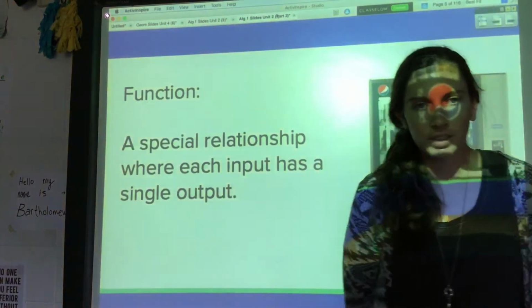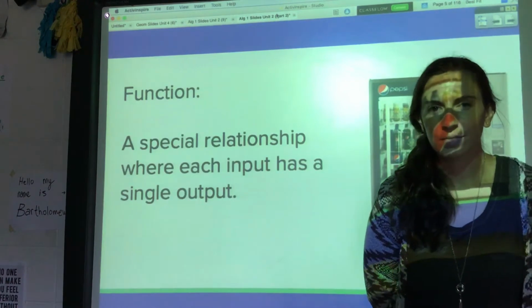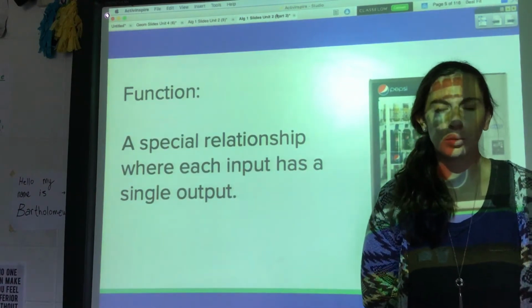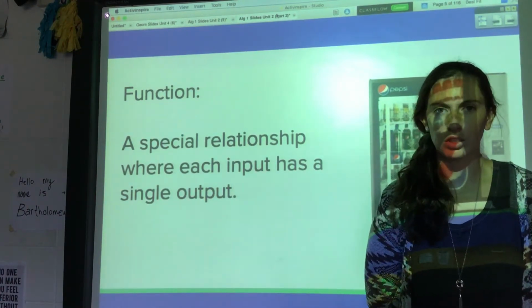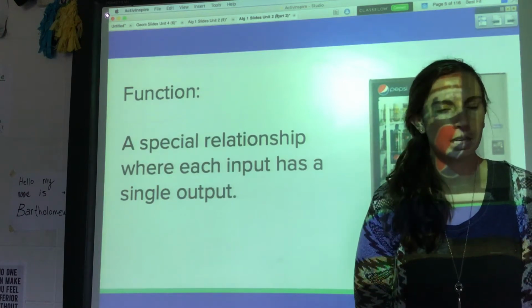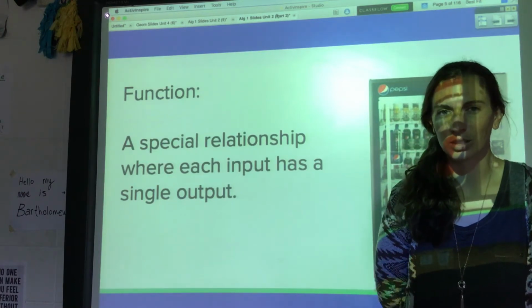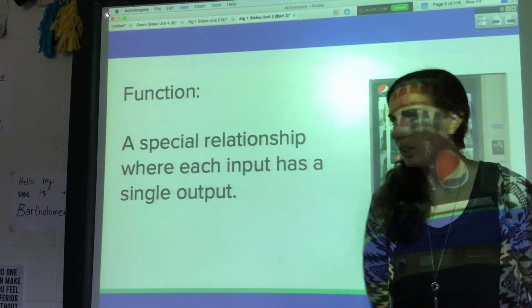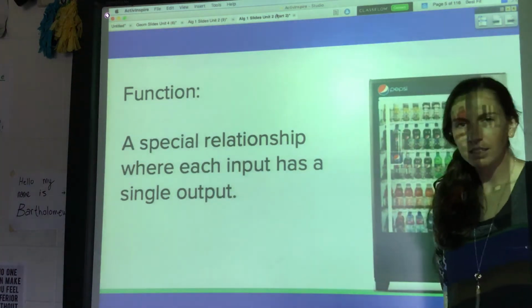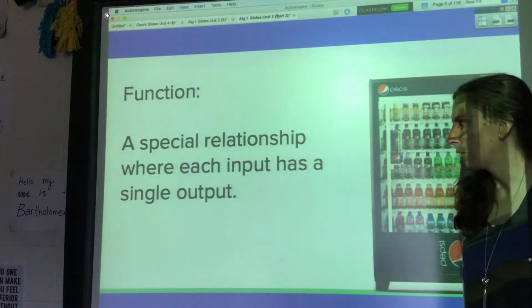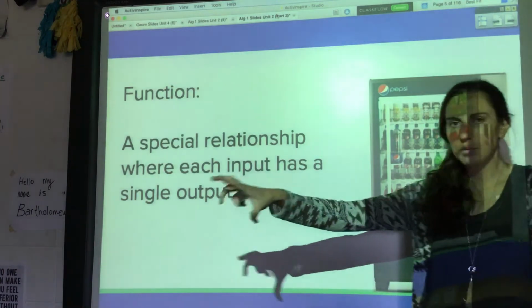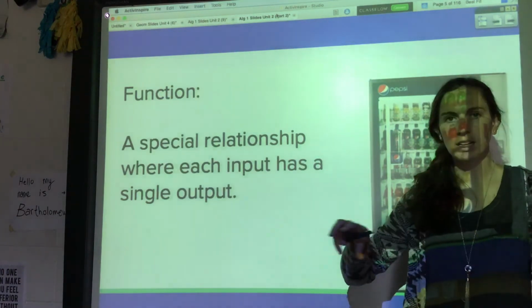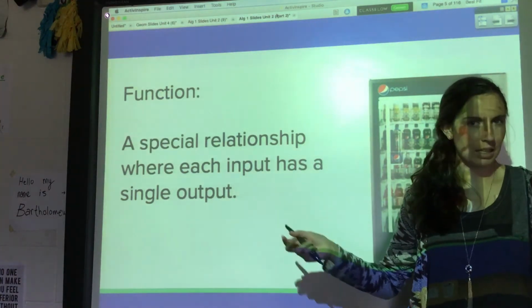So in this video, we're going to talk about functions. This should be a little bit of a review for you, and we're primarily going to talk about linear functions, although there are many other types of functions that we'll talk about through the year. A function is basically just a special relationship where every input has one single output. And that's pretty much it.